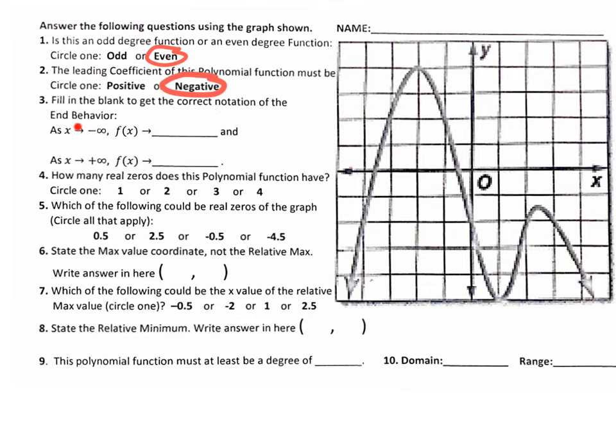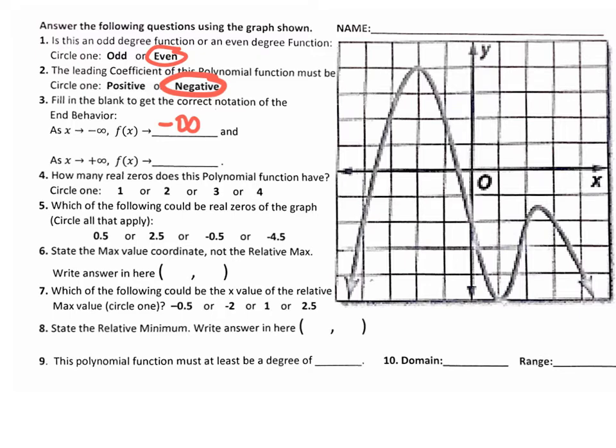So when I say as x approaches negative infinity, I'm really saying as it goes to the left. Okay? As it goes to the left, what happens to your f of x function? As it goes this way, what's happening to this? Going down. It's going down forever. So what do we say? F of x approaches what? Negative infinity. Does that make sense?